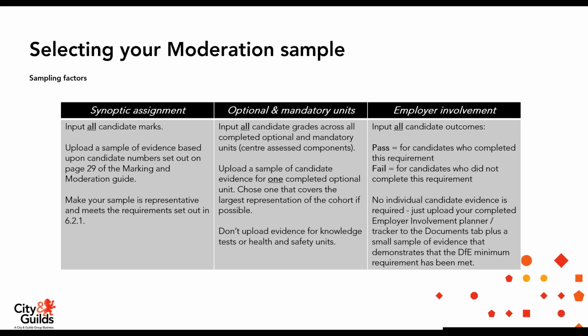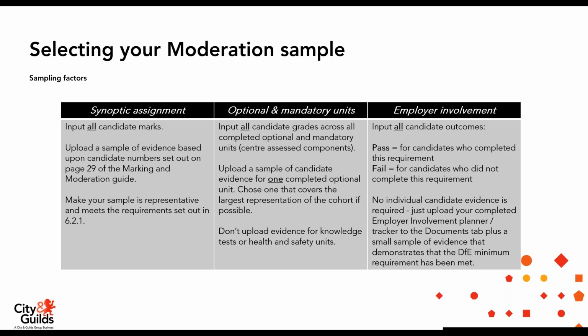And for employer involvement, input all of your candidate outcomes, whether they've passed or failed. It's a pass for candidates who completed the employer involvement requirement, and it needs to be a fail for those who didn't. For the employer involvement evidence upload, we don't need to see individual candidate evidence. You can just upload your completed employer involvement planner or tracker to the documents tab. Again, I'll show you that in a second. Plus a small sample of evidence that shows that it was met.